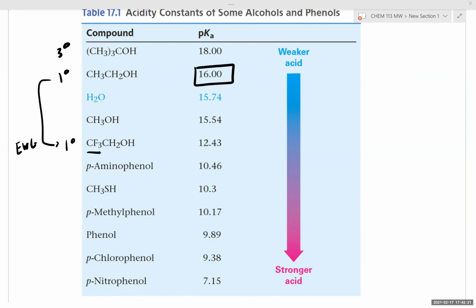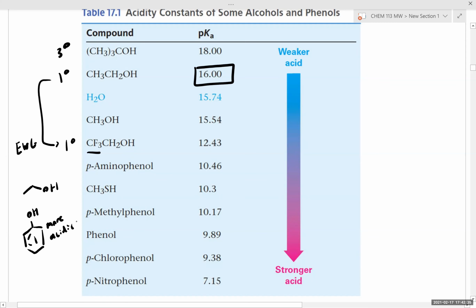The other thing that I'd like you to note is if we compare a normal straight chain alcohol versus phenol, phenol is substantially more acidic, right? And looking at that, what is the distinguishing factor? What's different between this alcohol that's the typical primary alcohol and phenol? Would anyone care to provide a reason? Why is phenol more acidic?